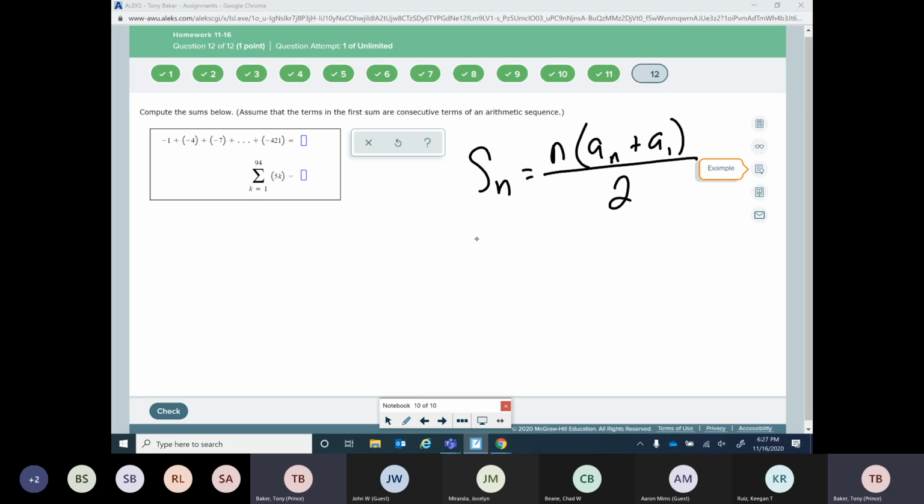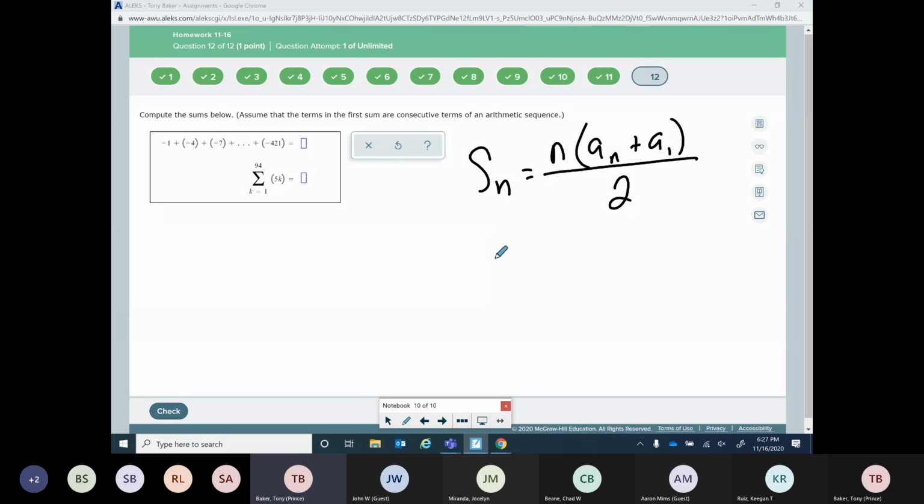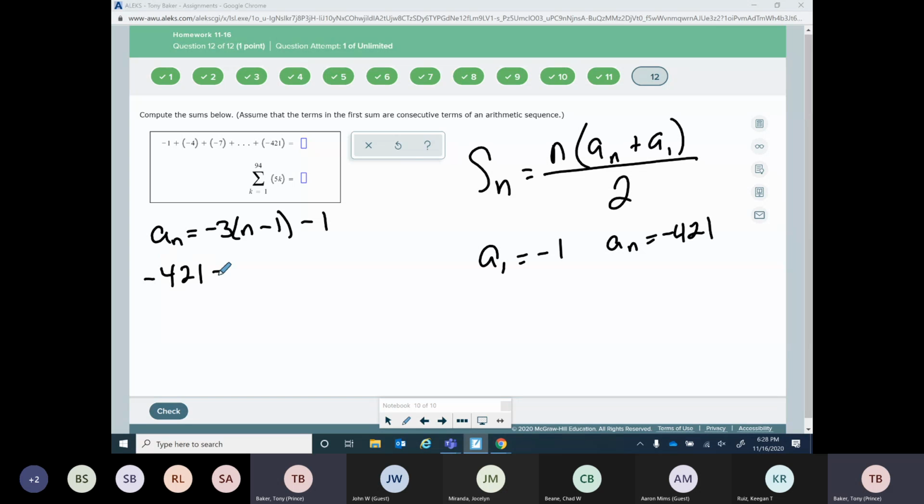So in this first one, a_1 is -1, a_n is -421. So we can figure out how many terms there are by looking at the difference. In this case, I'm subtracting 3 each time. So if we look at my equation, a_n equals my difference -3 times n minus 1, and my first term is -1. So let's pick the last term. So -421 equals -3 times n minus 1 minus 1.